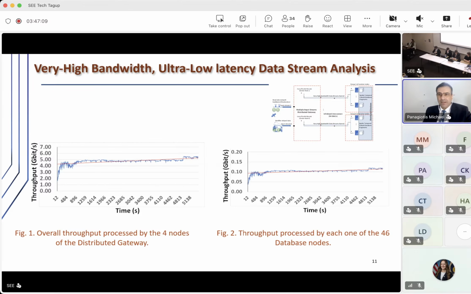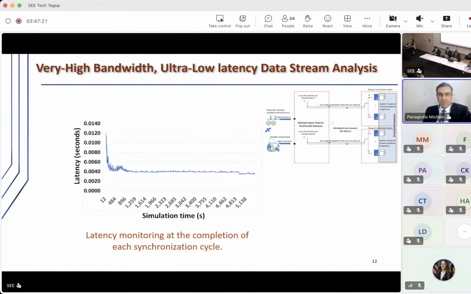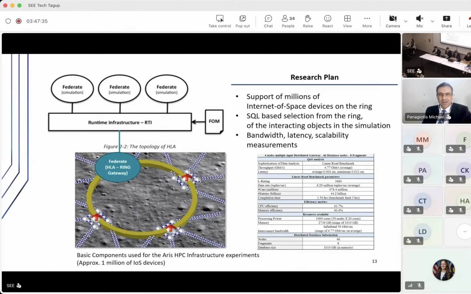The characteristics of the architecture show a throughput of 5 gigabit per second. And we can see the low latency of 4 milliseconds on average in terms of performance of real-time responsiveness. This concludes our presentation. Many thanks to all, and best of success to SE 2026.